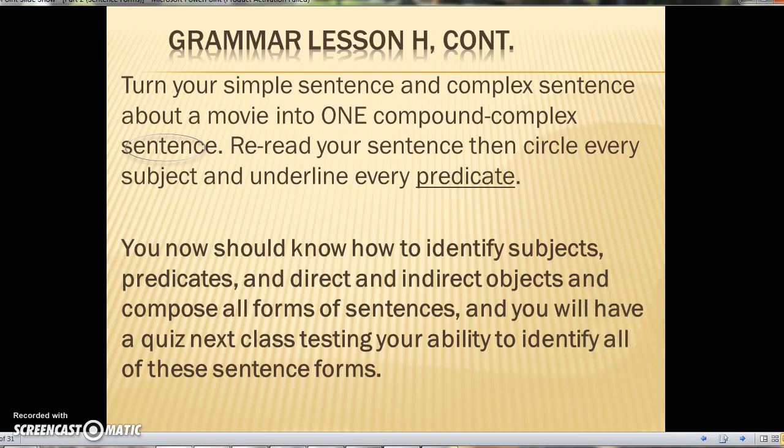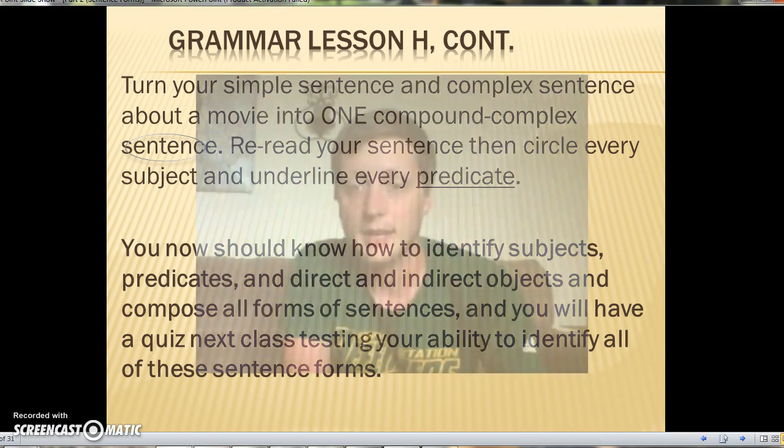Okay? So, by now you should know how to identify subjects, predicates, and direct and indirect objects, and compose all forms of sentences, and you will have a quiz next class testing your ability to identify all of these sentence forms. Alright? If there are any questions, please ask me or one of your teachers. All three of us will be glad to help.